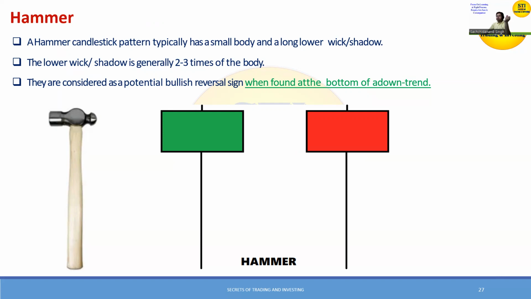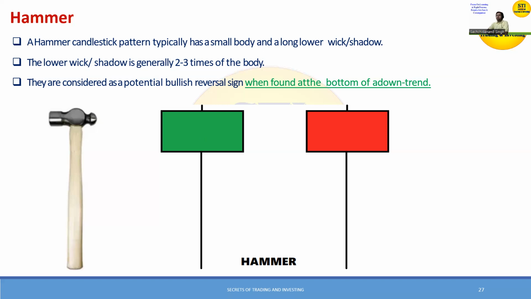If that kind of formation appears, the candle color doesn't matter. Typically, the body of the hammer candle should be small and lower, and the wick should be 2 to 3 times bigger than the body. If such a formation is happening, that will be known as a hammer.